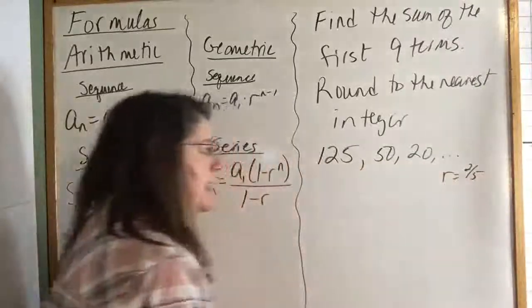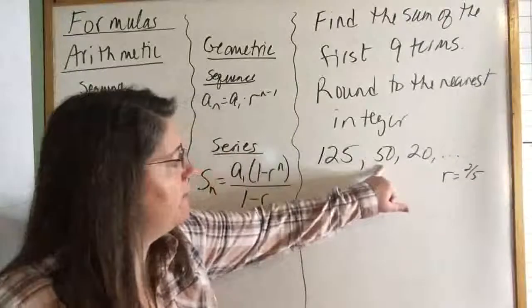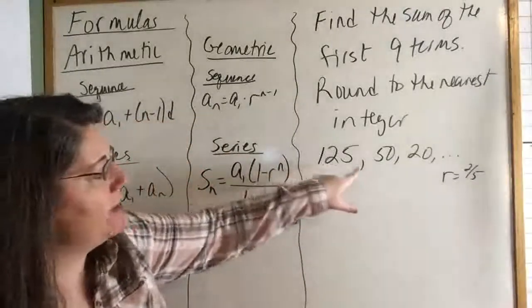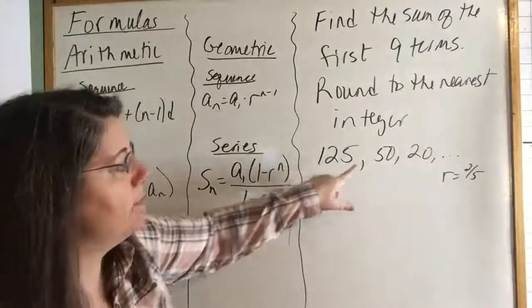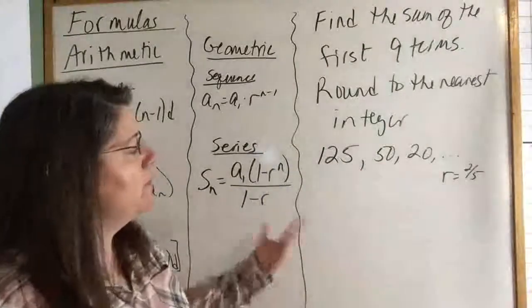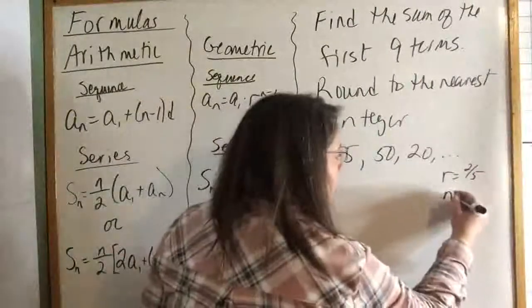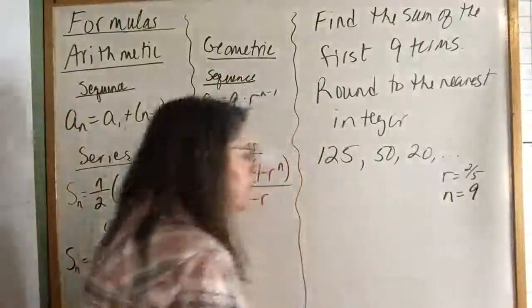And we can check that to see if it's right. Is 125 times 2/5 going to be 50? Well, 125 divided by 5 is 25, and 25 times 2 is 50. So yes, that is the R value. So we know this one is geometric. We want to add the first 9 terms together, so n is 9.